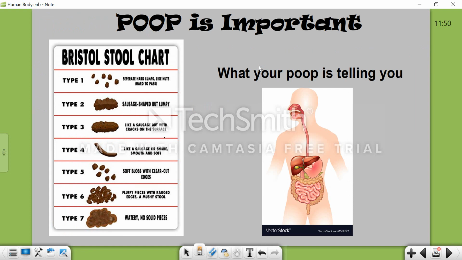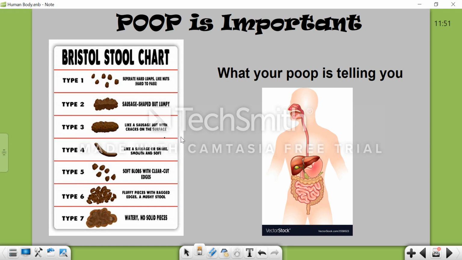Poop. I told you before we would talk a lot about poop. I'm not with you to talk about poop, but I'll answer your questions. So what does your poop tell you? You can check out this chart over here and see what is normal, what's close to normal, and when we get away from normal.